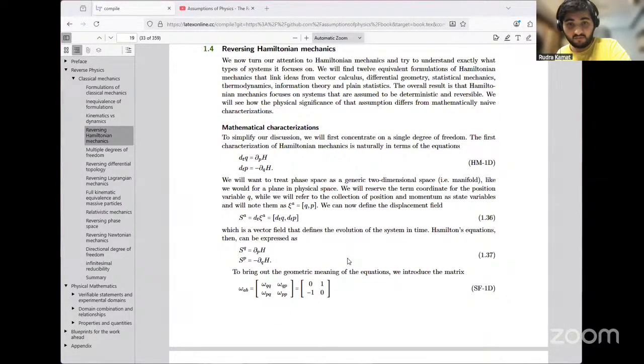We will now define the displacement field. S^a is the time derivative of psi a, which is the time derivative of each of the components individually, which is a vector field that defines the evolution of the system in time. Hamilton's equations then can be expressed as S^q equals partial p of H, S^p equals negative partial q of H.